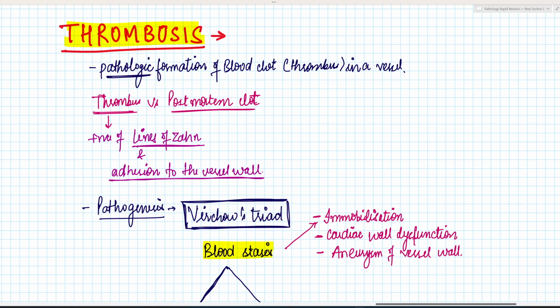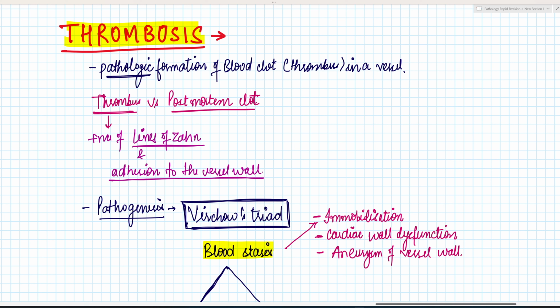vessels. So one important thing to differentiate here is physiological thrombus formation from a postmortem clot. The physiological thrombus, or the thrombus that is formed in the living state, is characterized by the presence of two things. First is the lines of Zahn. Lines of Zahn are the alternating lines seen on microscopy. They are alternating RBCs, then platelet fibrin lines. So there will be RBCs, then a platelet fibrin line, then an RBC line, then a platelet fibrin line, and so on and so forth. And there will be adhesion to the vessel wall.